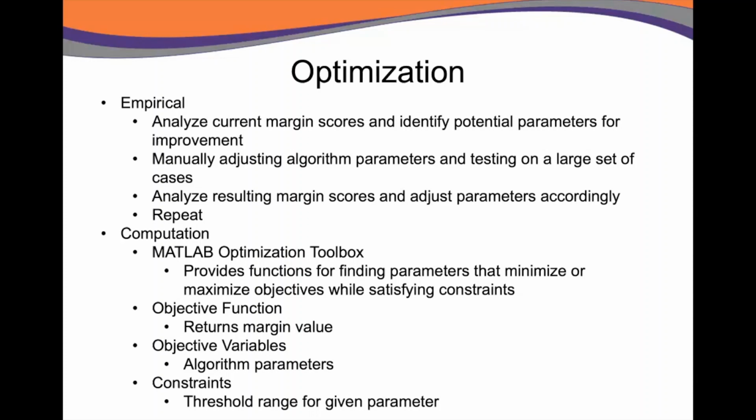For computation, MATLAB's optimization toolbox is important. This provides functions for finding parameters that minimize or maximize objectives while satisfying constraints. The objective function returns the margin value, and for inputs, it takes in variables, which are the algorithm parameters, and constraints, which are the threshold range for a given parameter.